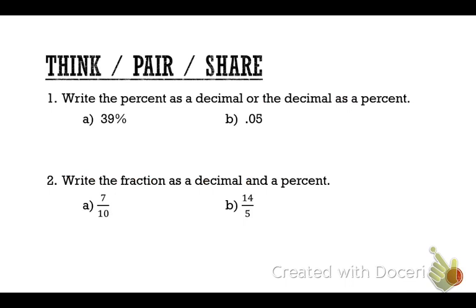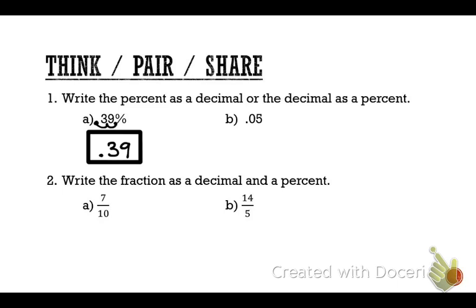All right, for the next one, I want you and your partner to go and do number 1 together, both A and B. All right, so for this next one, I saw a lot of correct answers. Elena, help me out. Write the percent as a decimal or the decimal as a percent. 39%, what would that be? 0.39. 0.39 is correct. You have to move it 2 places to the left.